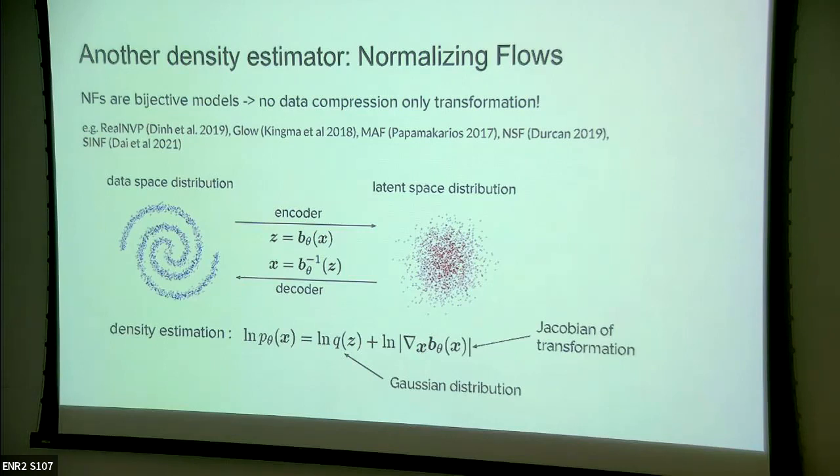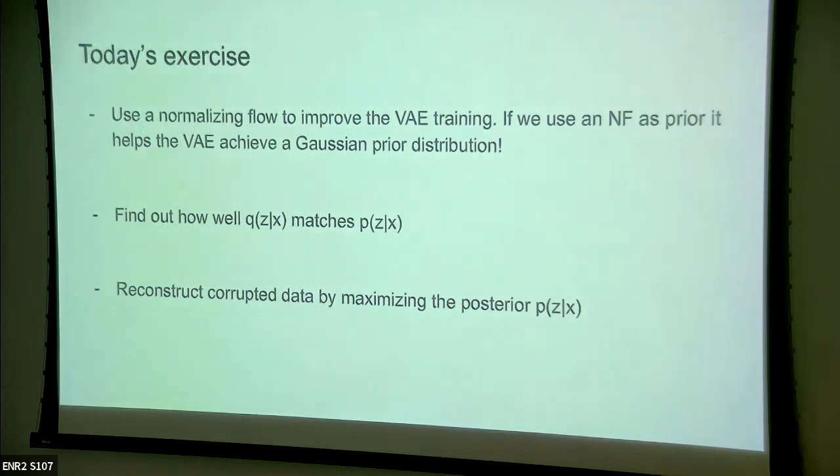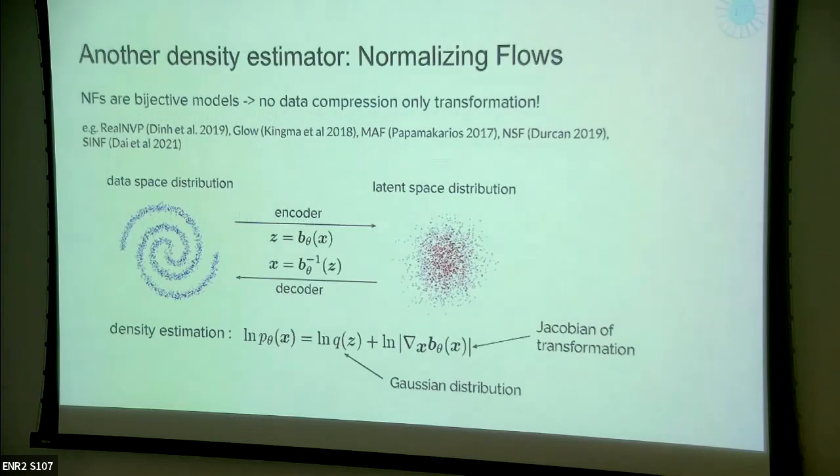I think I'm already at the end here. I just want to say a couple of words about today's exercise. The idea is that we're going to use a normalizing flow to improve our VAE. We said before that with the VAE, the problem is that the prior is usually not Gaussian. But now we just learned about a model that helps us transform an arbitrary distribution into a Gaussian. So instead of a Gaussian prior, we're going to add a normalizing flow prior to the VAE. This is going to make it easier for the VAE to get a Gaussian prior distribution, and therefore easier to minimize both terms, the reconstruction error and the regularization term, at the same time.